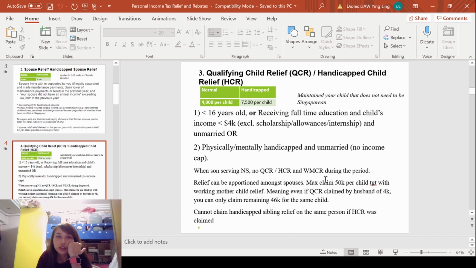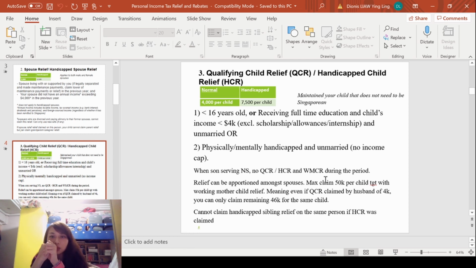This relief amount can be apportioned amongst the spouses. Usually they will ask the guy to claim the QCR because the guy usually earns more, and also because the females get much more reliefs compared to the men. Females also have this working mother child relief. So usually they will give the 4K first to the man. Then the remaining, if they have maybe 50K of WMCR, they will claim the remaining 46K for the woman.